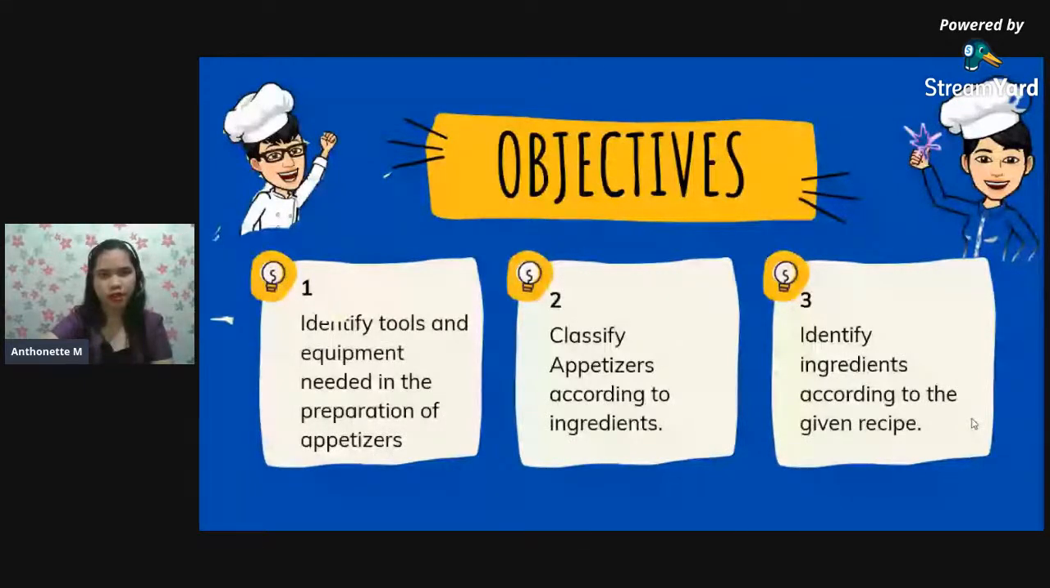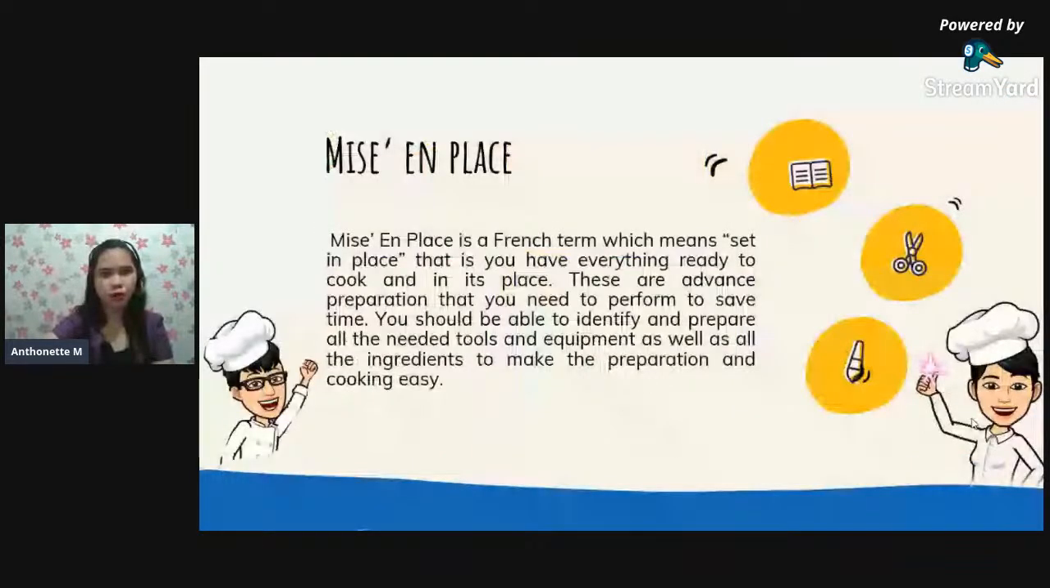Let us first define what is mise en place. Do you know what is mise en place? Mise en place is a French term which means set in place. You have everything ready to cook and it is in place. There is advanced preparation that you need to perform to save time. You should be able to identify and prepare all the needed tools and equipment as well as all the ingredients to make the preparation and cooking easy.